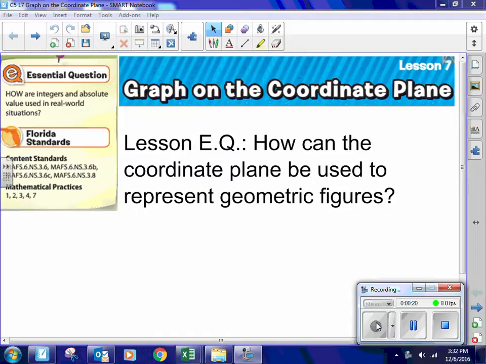If I were to come up to you and tap you on the shoulder and tell you, hey, answer the chapter essential question, you should be able to with no problem. The lesson essential question is, how can the coordinate plane be used to represent geometric figures? I will answer the question eventually, so you need to bear with me and watch the whole video.